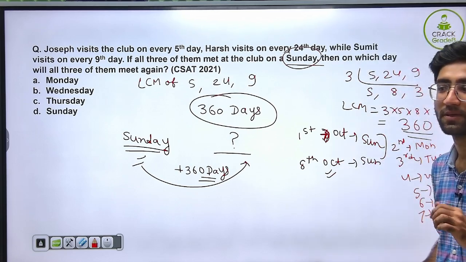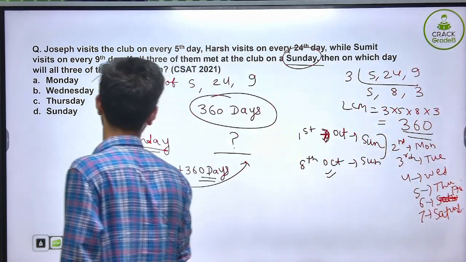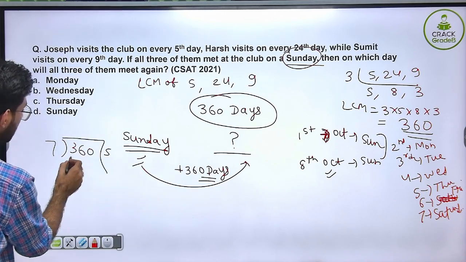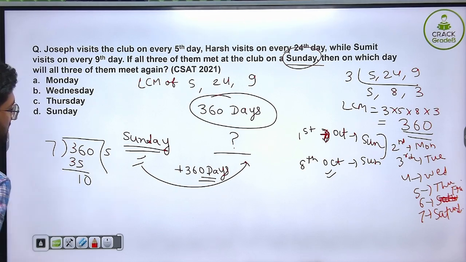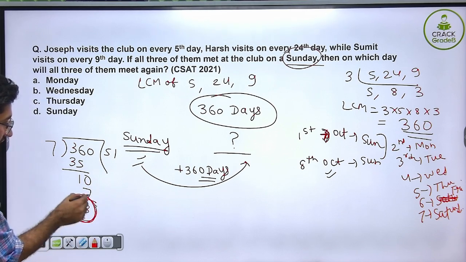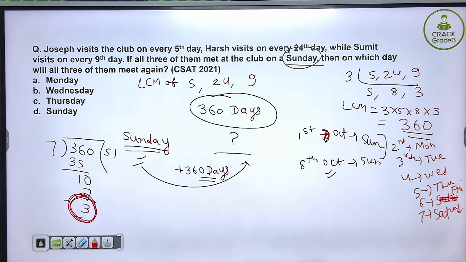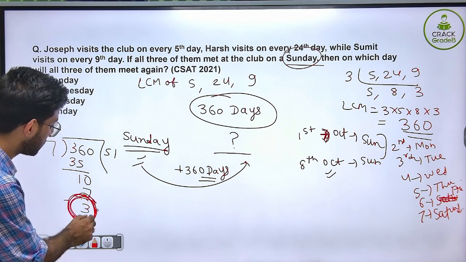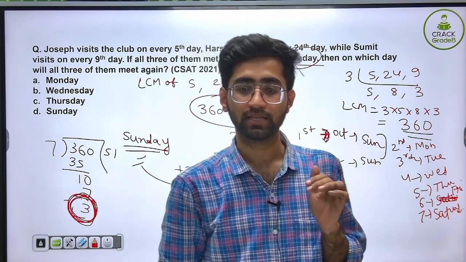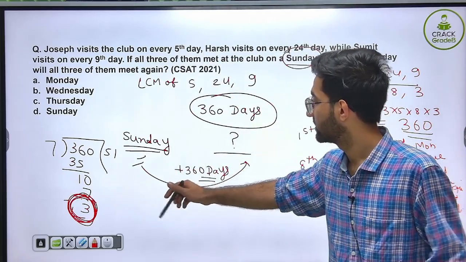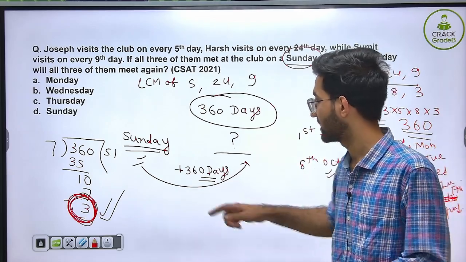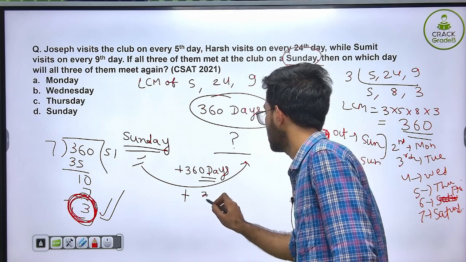So what we will do? We will simply divide 360 by 7. 7 into 5 is 35, then 10, so 7 into 1 is 7. For now you will have to remember that if they meet after 360 days, you simply divide 360 by 7, and whatever is the remainder, you add that number of days to Sunday. So basically you have to add 3 days to Sunday.